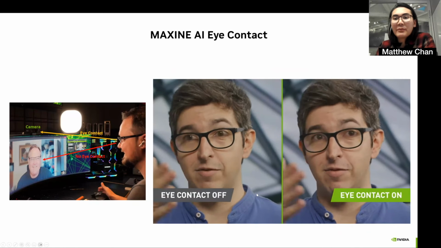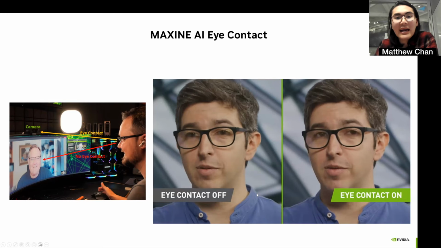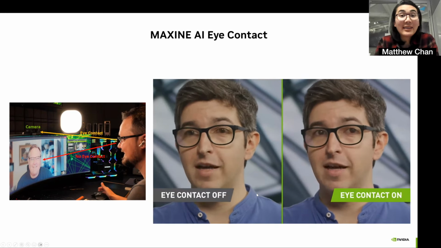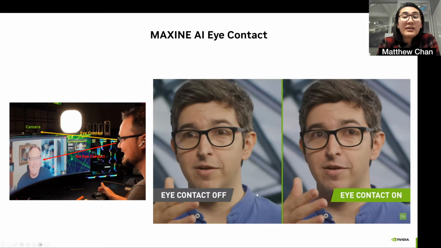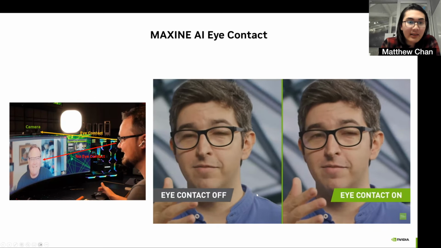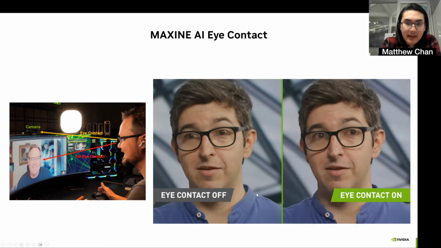Another possible edit that we could compose is the Maxine AI eye contact. This feature means that we could maintain eye contact with the viewer even if we're reading from the script or somewhere else. As you see in the middle, eye contact off, on the right, eye contact on.